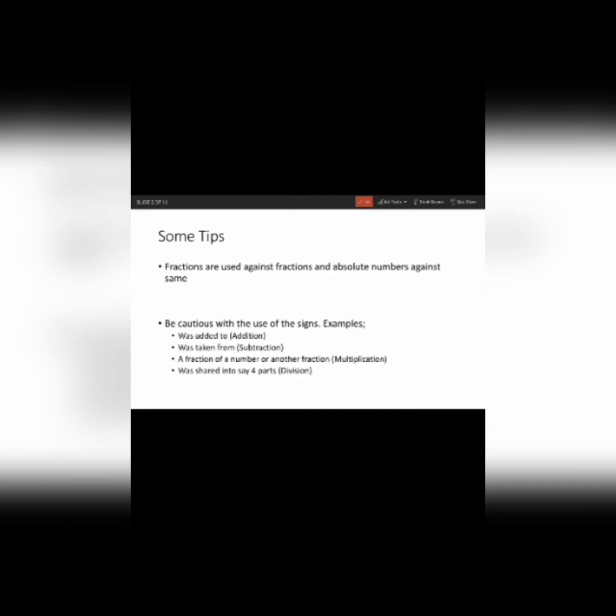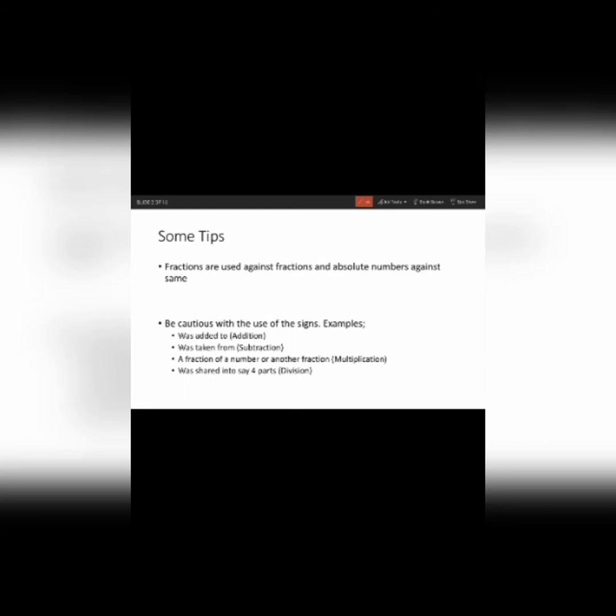Now the next step, be cautious with the use of the signs. That's the addition, subtraction, multiplication, division signs. So when you hear it was added to, then addition should come to mind. Was taken from, then subtraction. A fraction of a number or another fraction will require multiplication. So if you are finding the fraction of a number, then it will require using a multiplication. So say half times 4, or a fraction of another fraction will be half times say 1/3. That will require multiplication. When you hear of, then it's a multiplication.